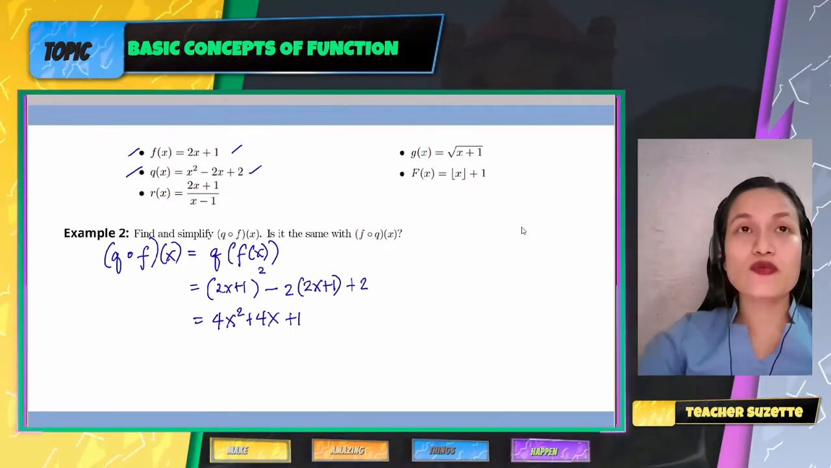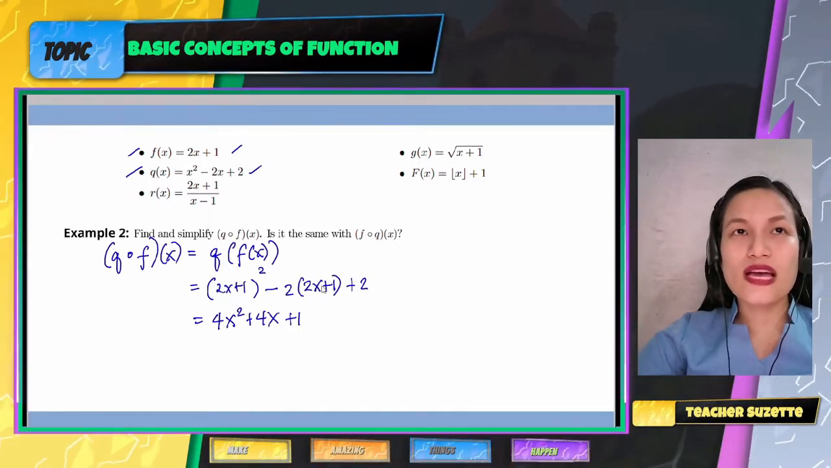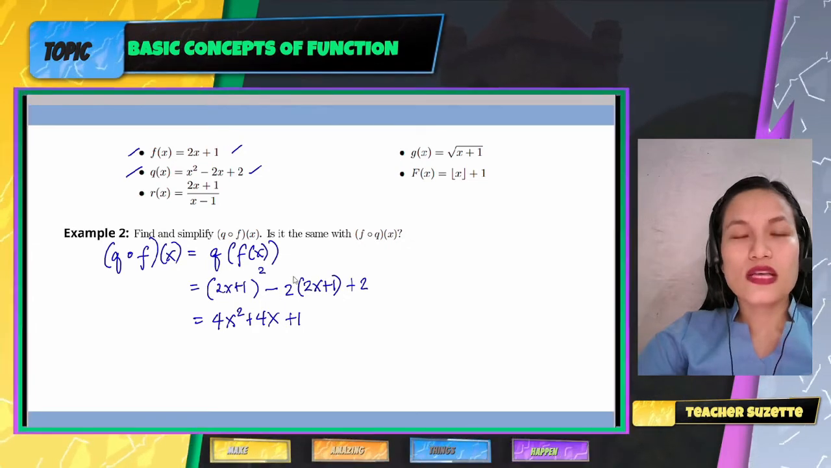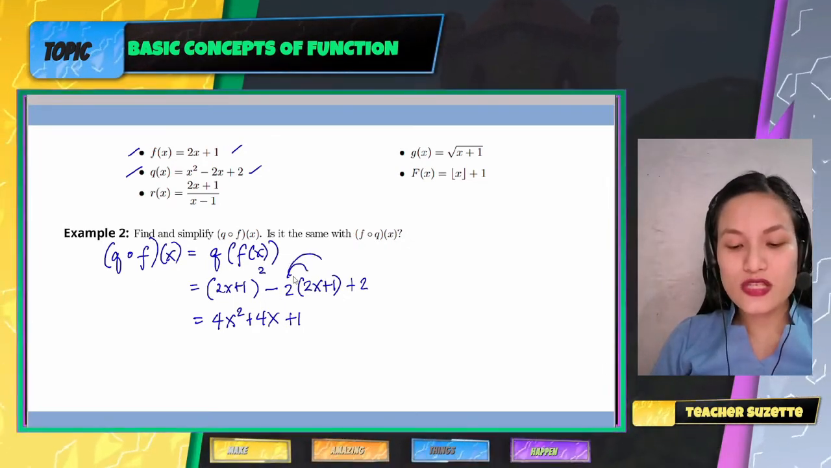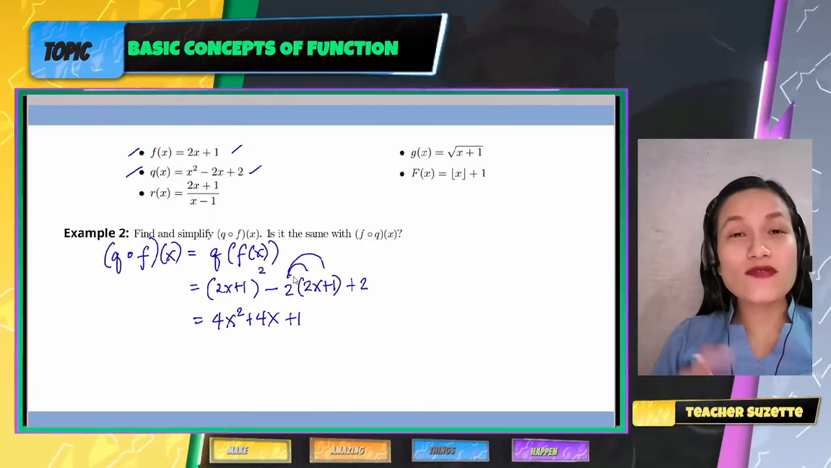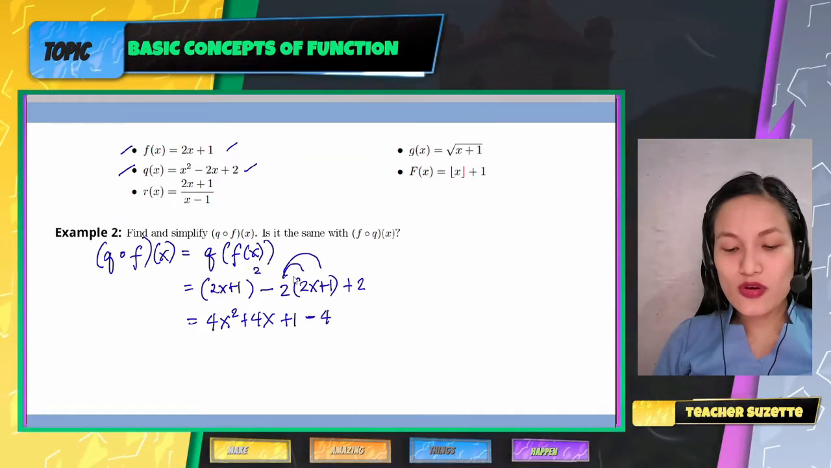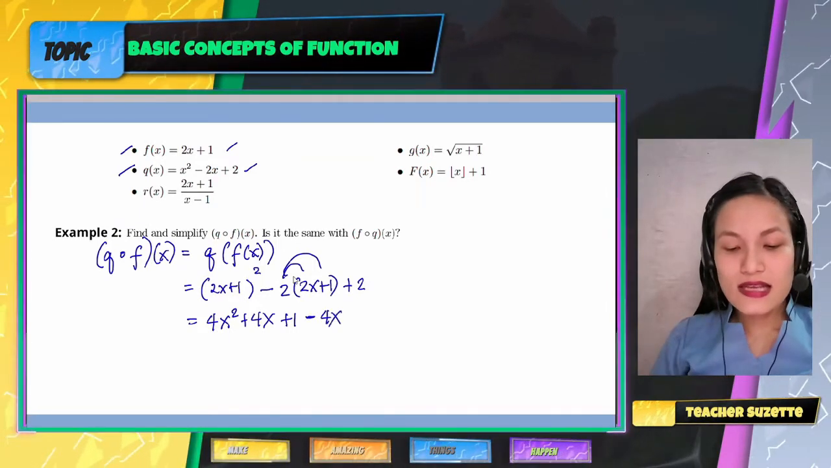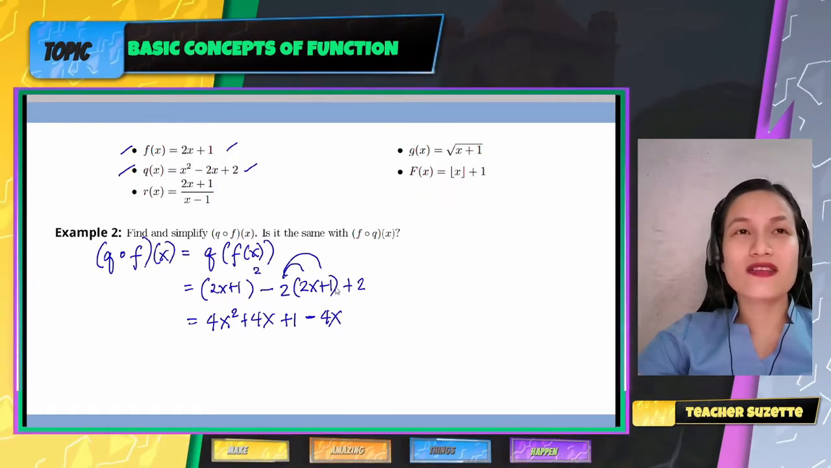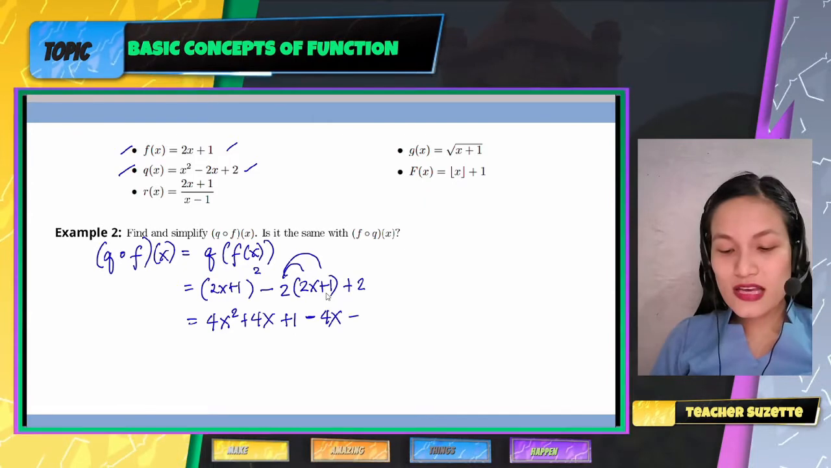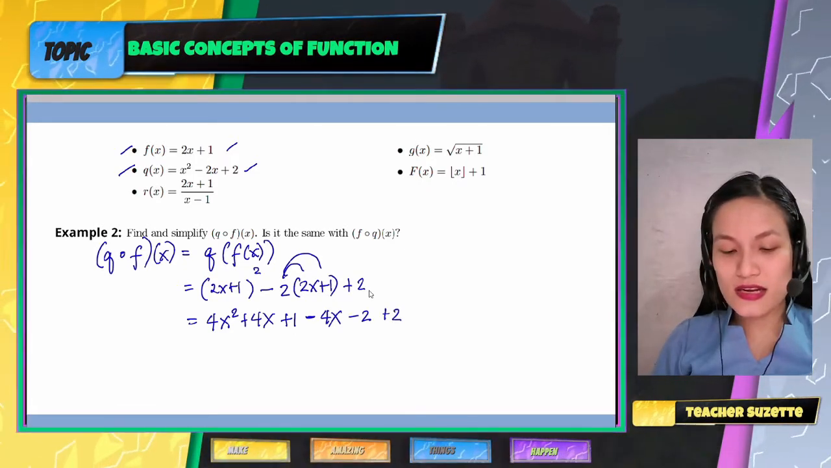Now, dito naman po tayo sa ating second term. That is 1 ay negative 2 times 2x plus 1. So, distribute natin itong negative 2 natin sa ating terms, which is 2x plus 1. So, negative 2 times 2x is negative 4x. Then, negative 2 times naman natin siya sa 1 rather. Then, you will have negative 2. Then, copy na lang natin yung ating 2 na natitira.